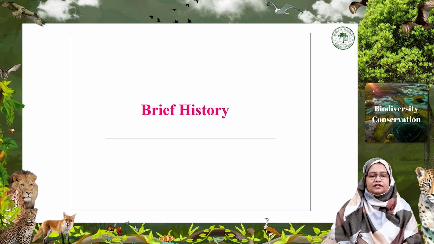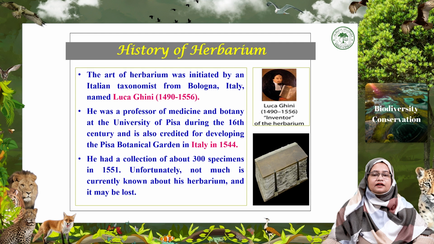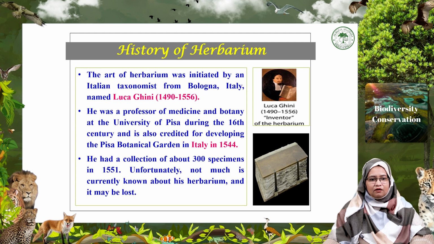Now moving towards the next part, that is the history of herbarium preparation. The art of herbarium was initiated by an Italian taxonomist from Bologna, Italy, named Luca Ghini. He was a professor of medicine and botany at the University of Pisa during the 16th century, and he is also credited for developing the Pisa Botanical Garden in Italy in 1544. He had a collection of about 300 specimens in 1551. Unfortunately, not much is currently known about his herbarium and it may be lost.